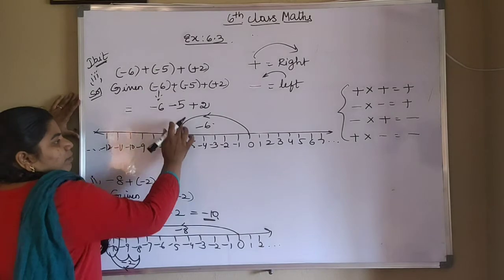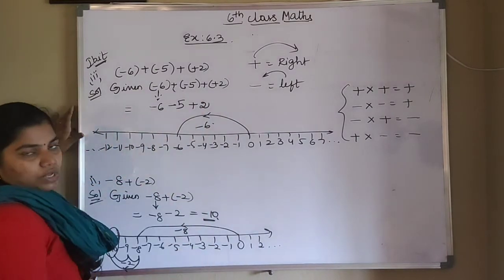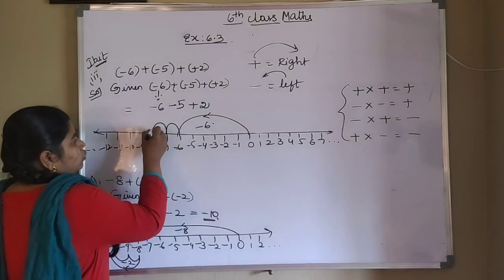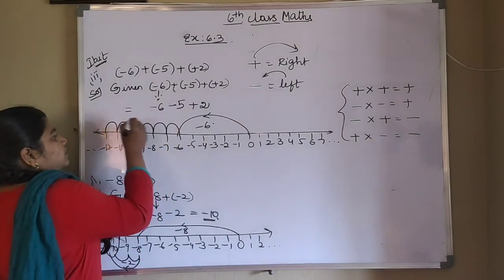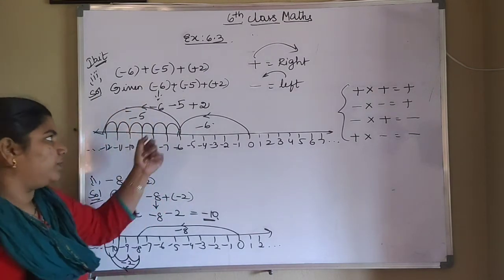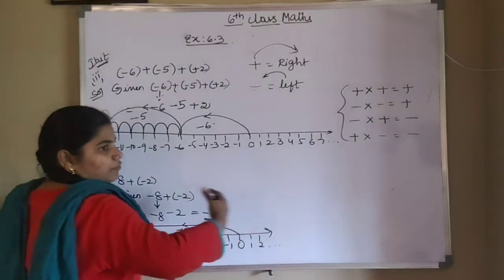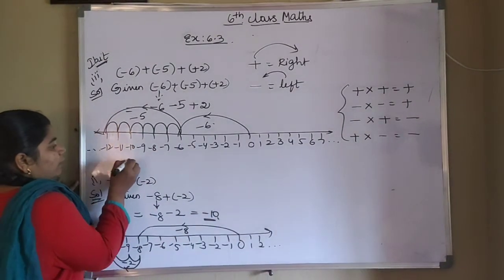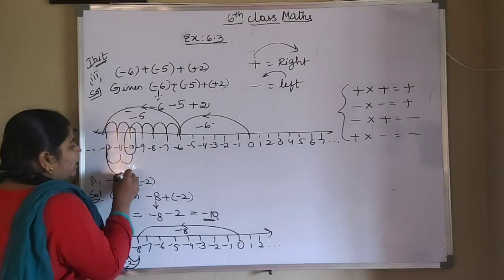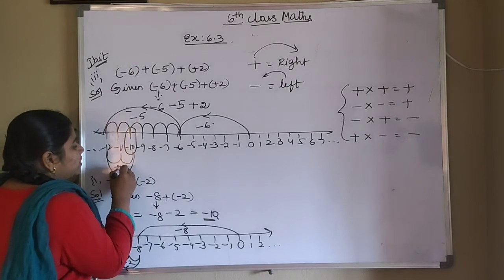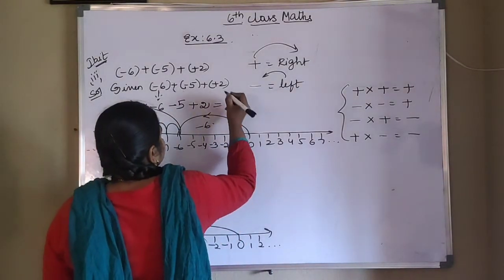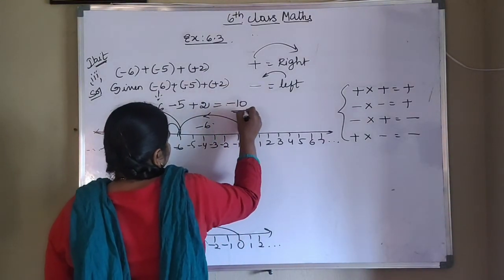Next minus 5. Minus 5 means again we have to move to the left side only. From minus 6 we have to move to the left side again. So 1, 2, 3, 4, 5, 6. So again I am moving to the left side only because it is a negative number. Now next is plus 2. Plus 2 means we have to move to the right side. So from here we have to take 2 steps. 1, 2. So what is the result here? Minus 10. This one I am moving to the right side because it is a positive number. Okay, so what is the answer here? That is minus 10 is our result.